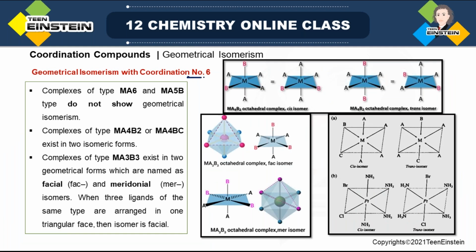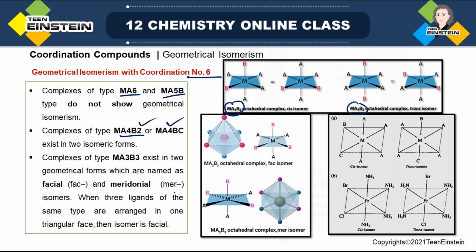Now, after finishing 4, what happens with coordination number 6? When it is coordination number 6, complexes of type MA6, that means all ligands are the same, or MA5B, 5 the same and 1 different, for these two formulas geometrical isomerism in octahedral geometry is not possible. Now the next type, MA4B2 or MA4BC. This is MA4B2, and both are MA4B2, but these two will actually behave similarly.